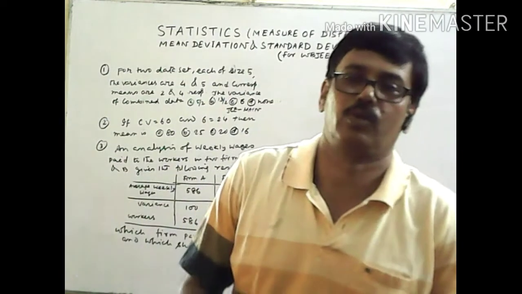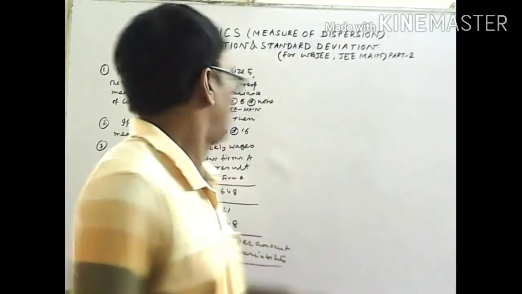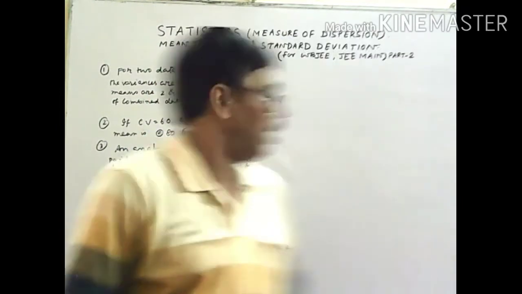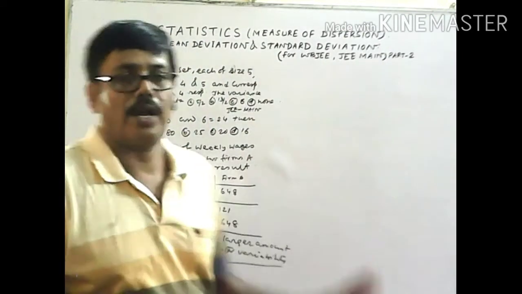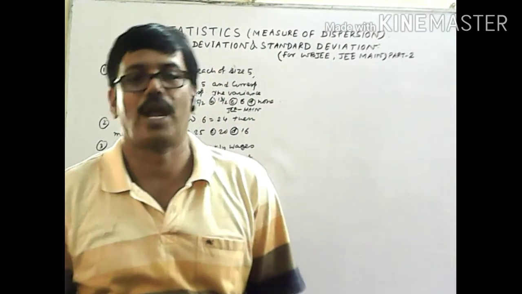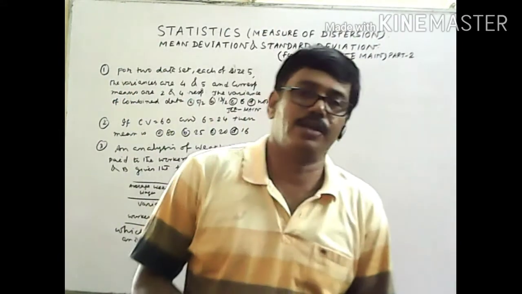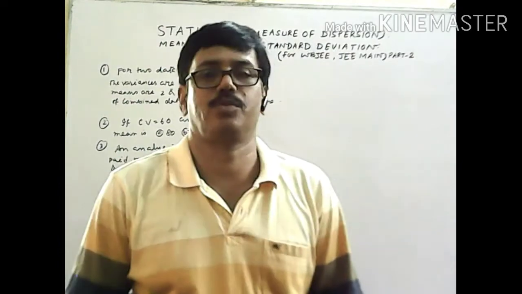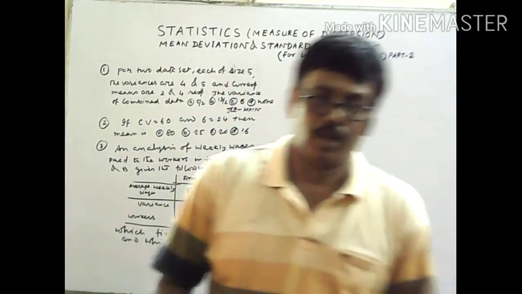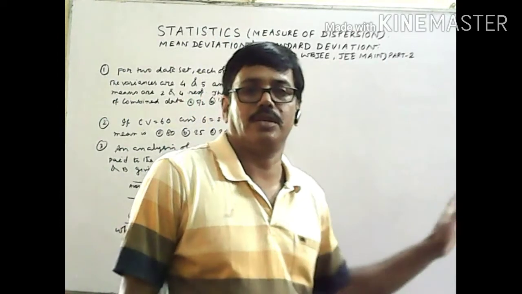Welcome everyone. Through this video, I am going to discuss the chapter Measure of Dispersion. Only mean deviation and standard deviation are included in our JEE Main syllabus as well as West Bengal Joint. I have already stated it is very easy to secure 4 marks from this part. Every student can answer this question.